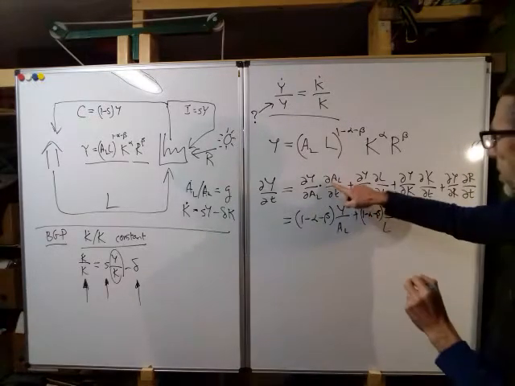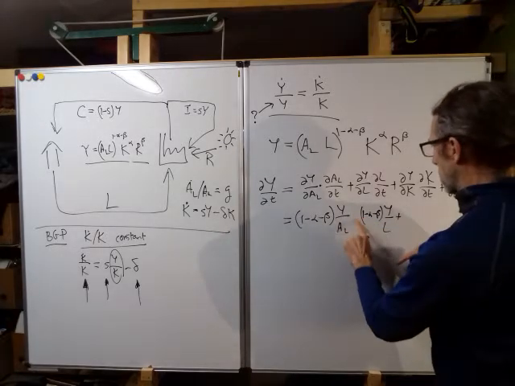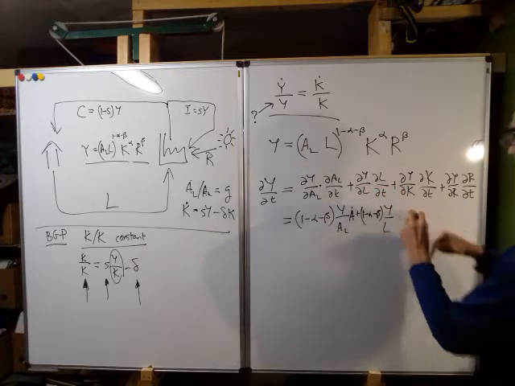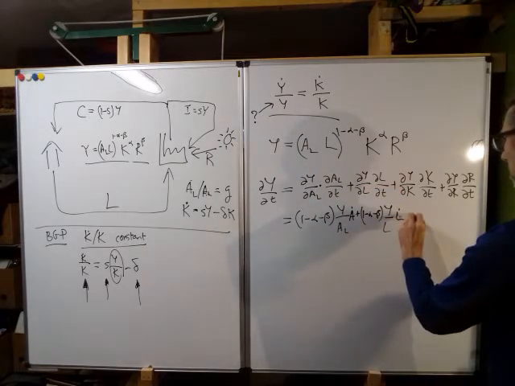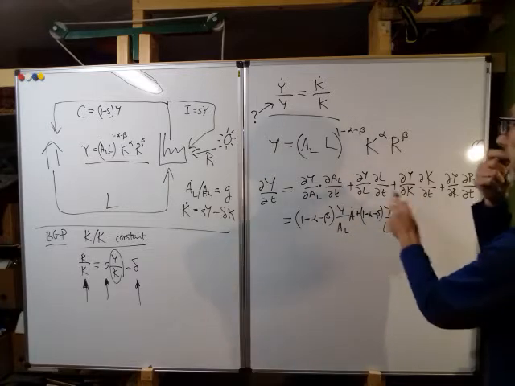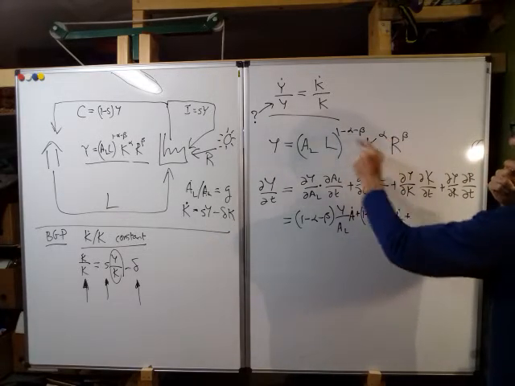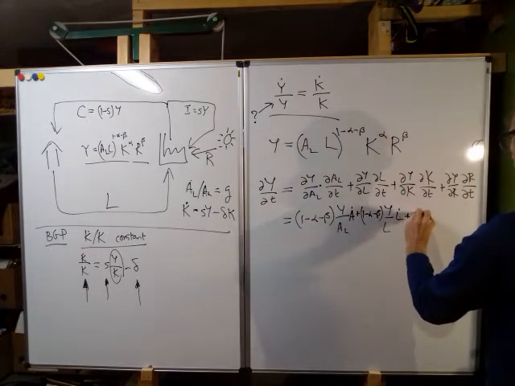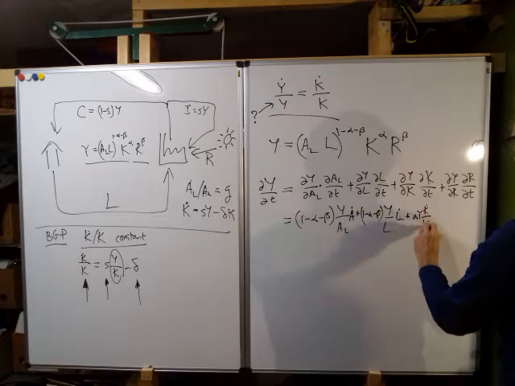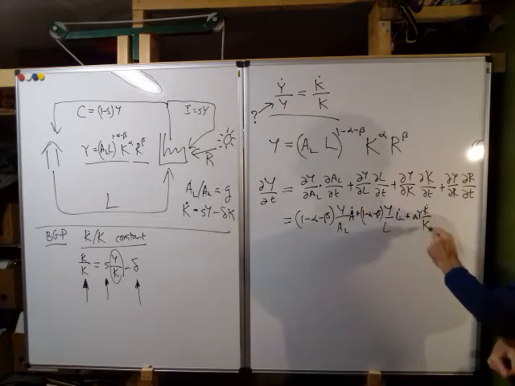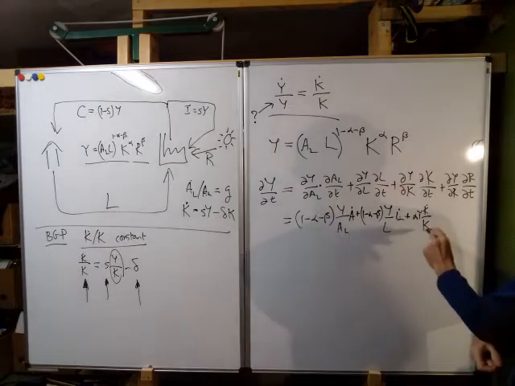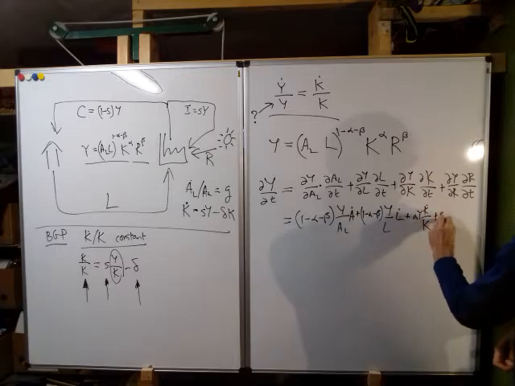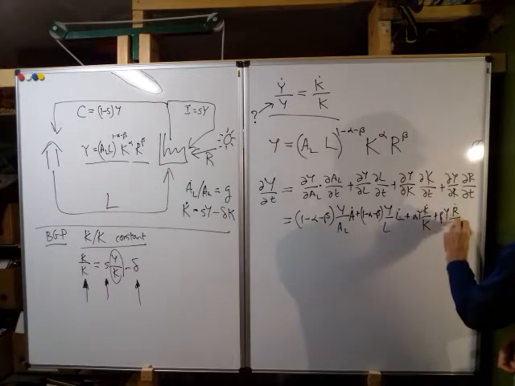Oh, and I forgot the A dot. Plus that times L dot, plus dy dk is alpha y over k times k dot. And now, because I've seen this pattern, I can write it like this, can't I? Alpha y k dot over k, instead of alpha y over k times k dot. And dy dr by symmetry is beta y r dot over r.